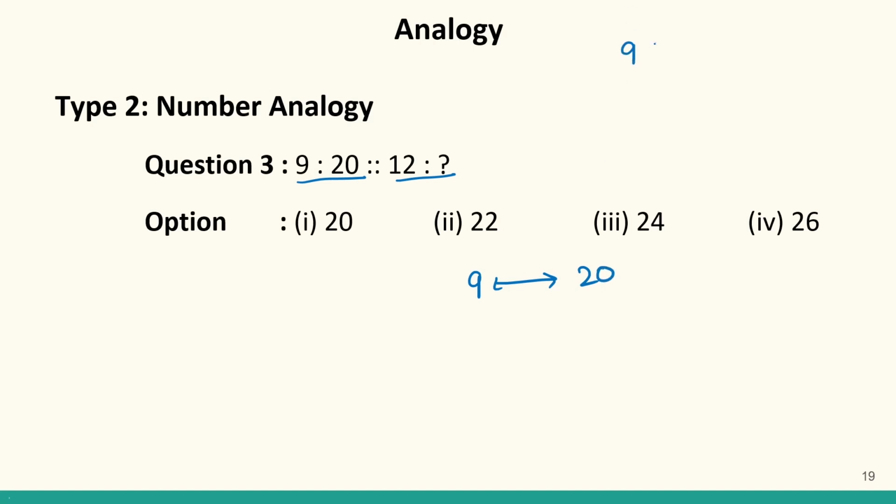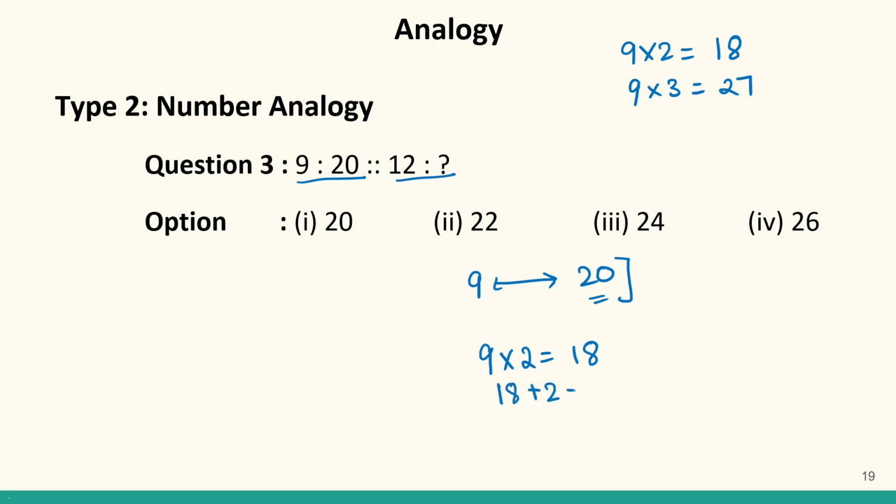If I multiply it by 2, I'll get 18. And if I multiply it by 3, I'll get 27. So we are not directly multiplying it by some number to get this. Now let us use two operations. So if I multiply 9 by 2, I'll get 18. And if I add 2 in 18, I'll get 20.